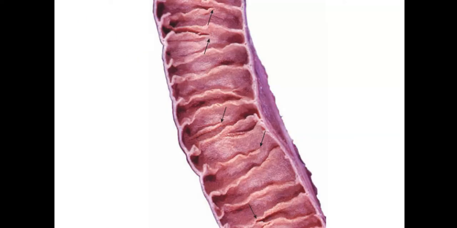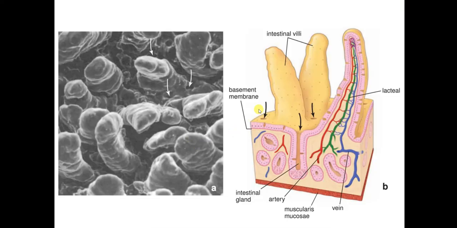Okay, let's talk about it on the diagram. So this is, for example, plica circularis. You see plica circularis. They are visible with the naked eye. So you see it's a projection of submucosa on the surface of which we have villi, and on the surface of villi we have microvilli.